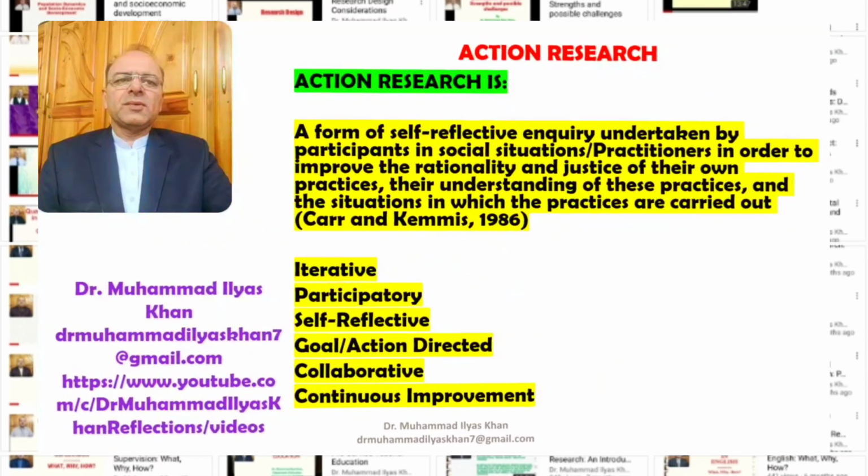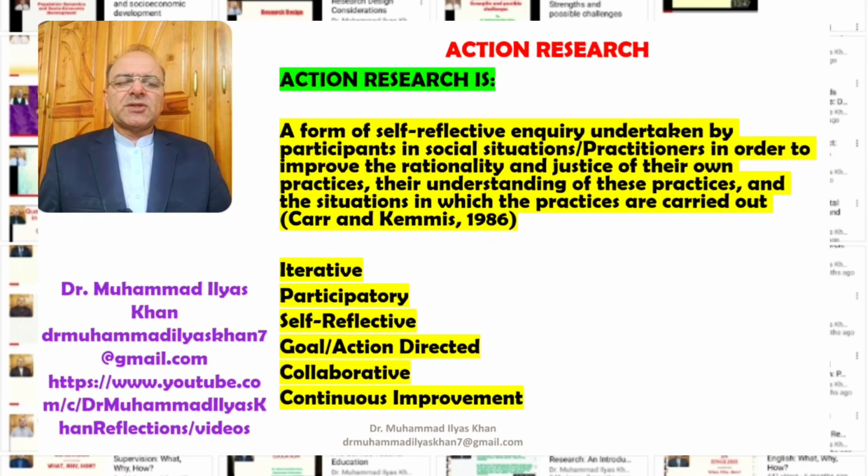So, first, just to recall, the definition of action research is that it is a form of self-reflective inquiry undertaken by practitioners or people in action, generally in social situations. And the basic aim of action research is not the development of theory, but the improvement and the rationality of the actions or practices.